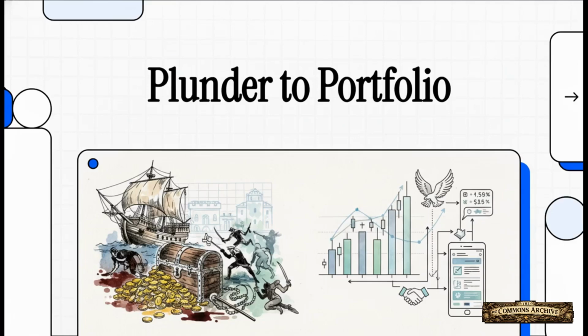All right, let's get right into it. Today, we're going to peel back the layers on something many of us take for granted, the market. We're going to explore how something as brutal as violent plunder was systematically turned into the clean, abstract value of a stock portfolio. This is the hidden story of how conquest became capital.